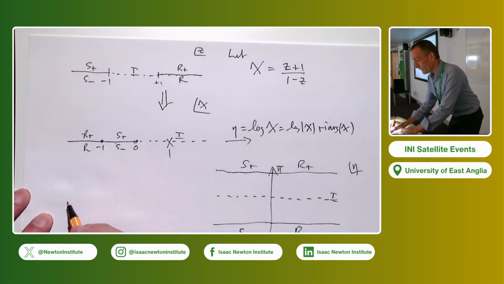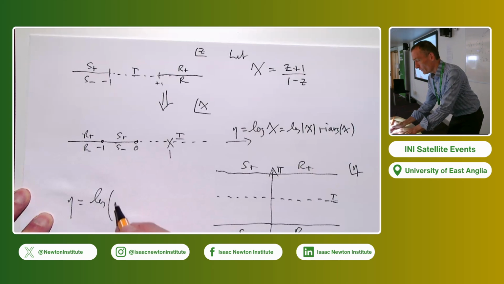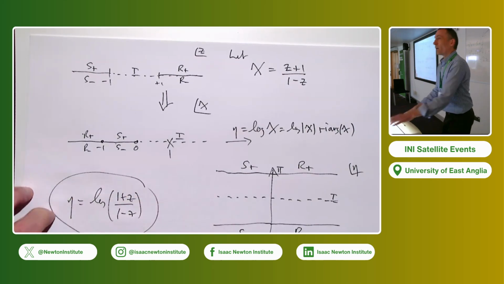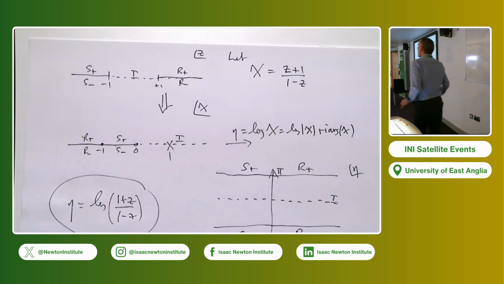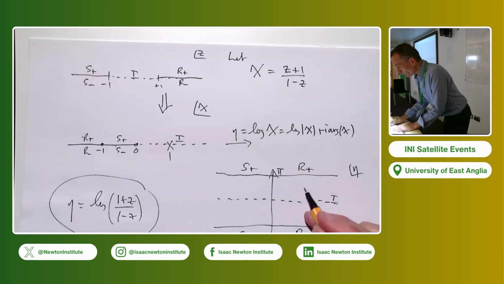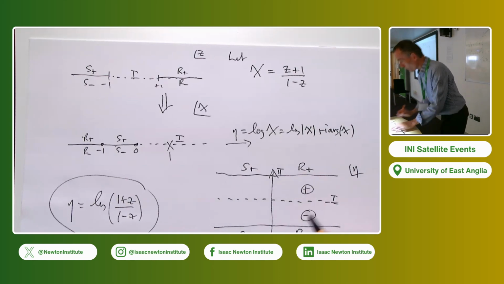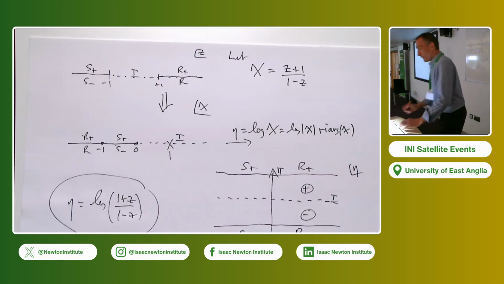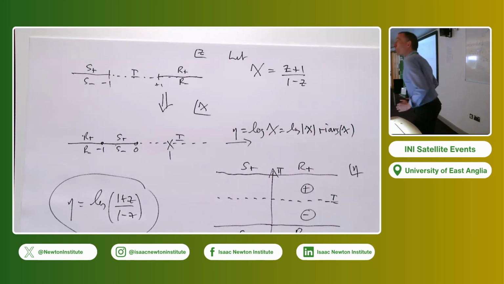So eta, which is log of (1 plus z) over (1 minus z), what has it done? It's mapped my fluid domain. Oh, by the way, I forgot to mention, of course, that you can check this maps to plus and this maps to minus. I've mapped my two fluids to strips. Why should we be excited about that?